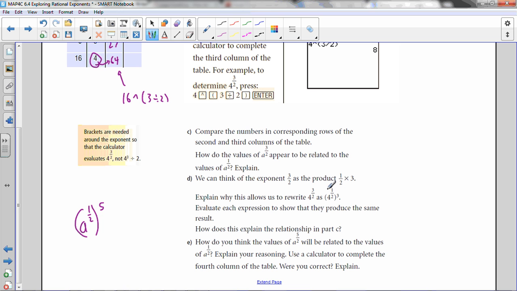And what they were trying to explain in D was exponents on exponents. I multiply the exponents, fractional exponents. That's 5 over 2. So what I should do if I have a fraction like this is take the root first and then to the exponent 5. And hopefully you were correct in that.